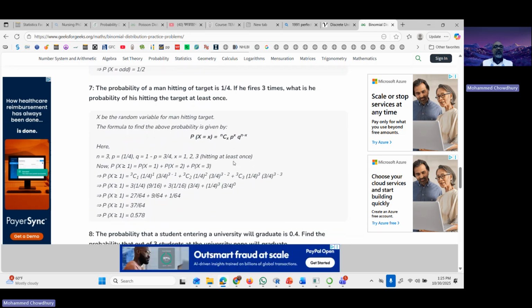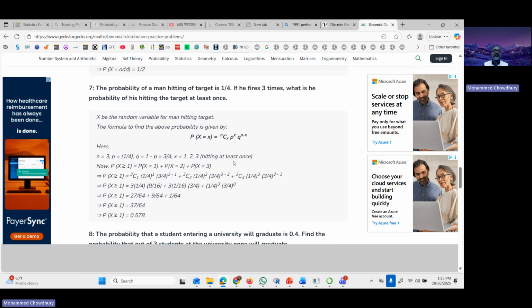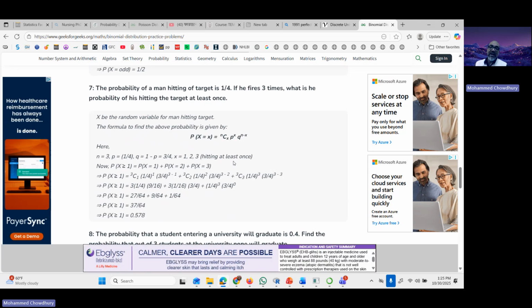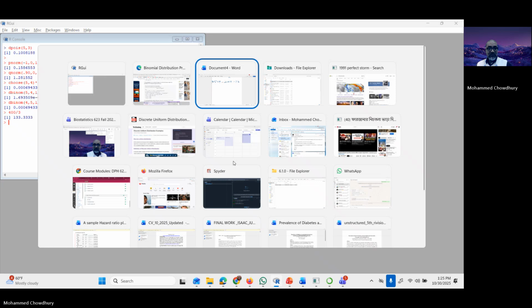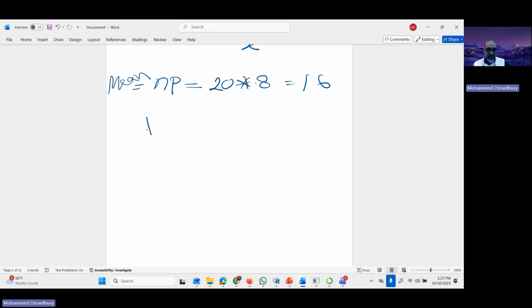The probability of a man hitting a target is 1 over 4. If he fires 3 times, what is the probability that he hits the target at least once? At least 1 means probability of x greater than or equal to 1, which can be written as 1 minus the probability of x equal to 0, right? Do you agree with that? At least 1 means 1 minus the probability of no hit.